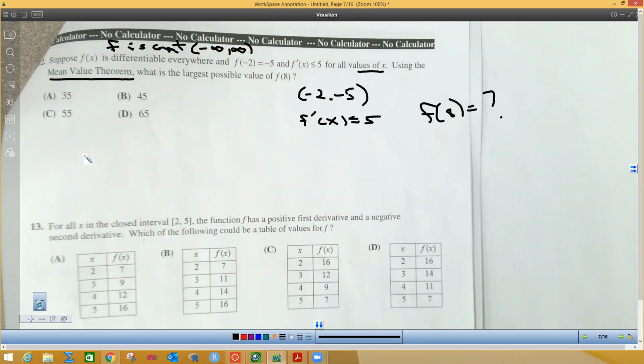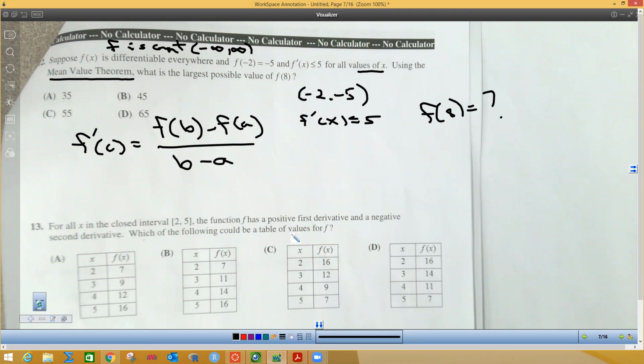Well, the mean value theorem says that f prime of c is going to equal f of b minus f of a, all over b minus a. So in other words, this (-2, -5) is a point. I'm going to let this be a, so this is f of a. And over here, this 8 is an x value. That's going to be b, so this whole thing is f of b.